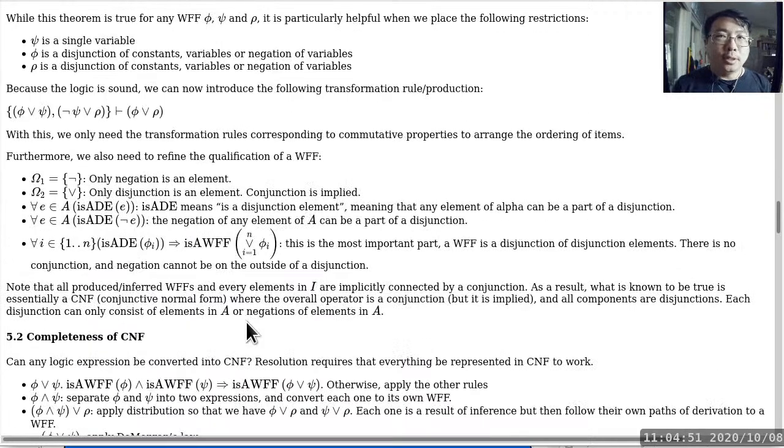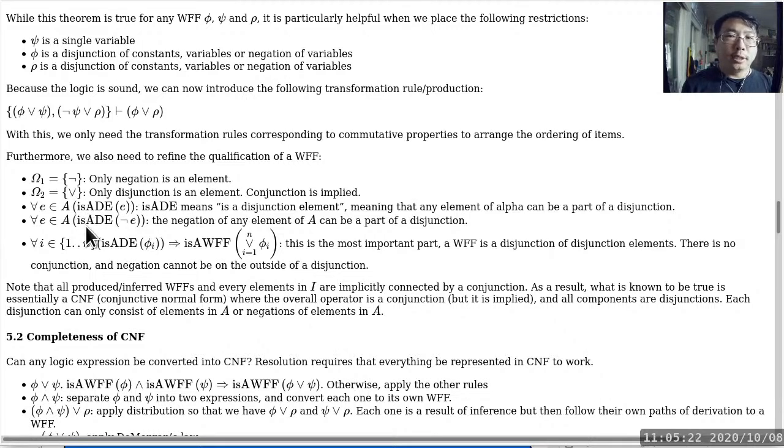So with this, we're going to change how we define a well-formed formula just a little bit, okay? So in this particular system, we only got two operators. Omega 1 still has negation, so we still need negation. Omega 2 only has or. We don't need and. We don't need implication. We don't need if and only if. We just need or, okay? So this is really kind of cool.